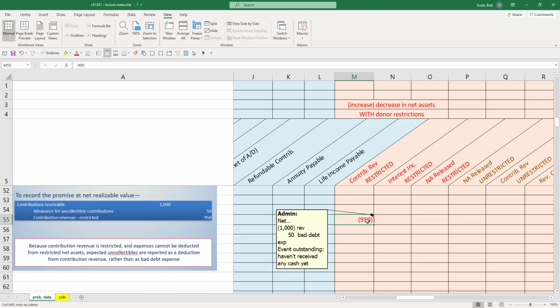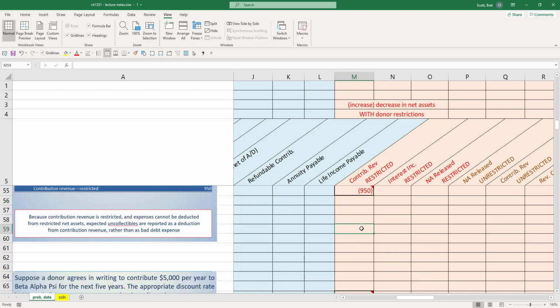In this case, what is the event that we're waiting for? The event outstanding is the fact that we haven't received any cash yet. When we receive the cash, that event will transfer this amount of $950 over into unrestricted. That's the process. If we're unsure or we need an event to happen, put it in restricted, then transfer it over to contribution revenue unrestricted. That's the key.